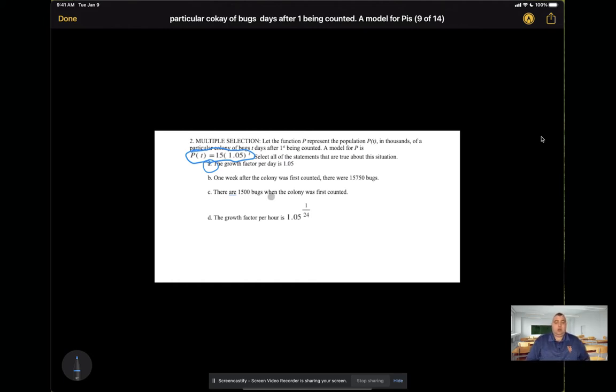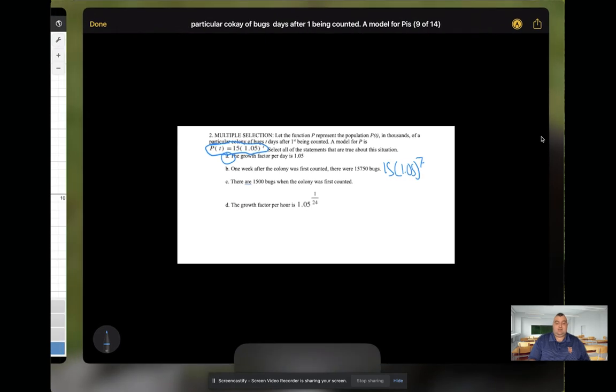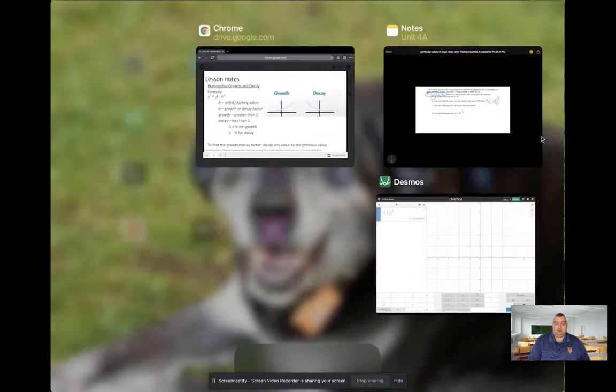Okay. B, 1 week after the colony was counted, there were 15,750 bugs. So the question is, 1 week is how many days? Because t, remember, is days. So 1 week is 7 days. So I have to plug in 7 for t. So it's 15 times 1.05 to the power of 7. I need to plug that in for t to figure out what the population was.